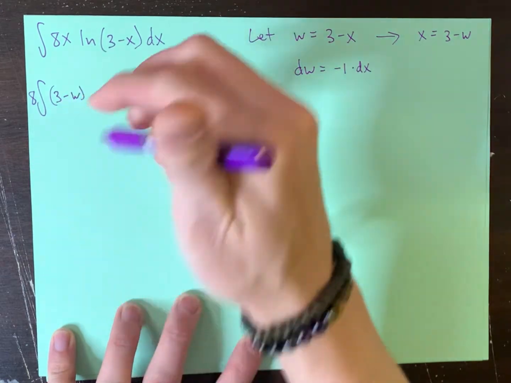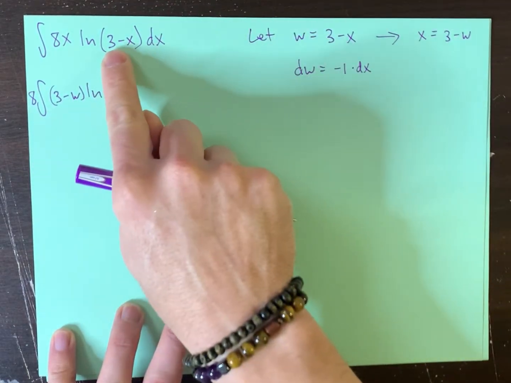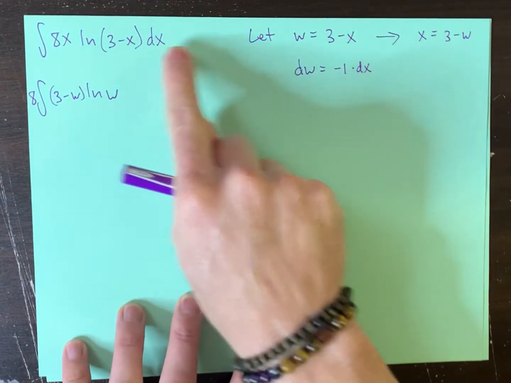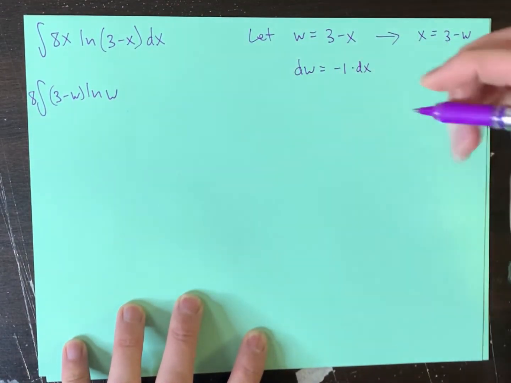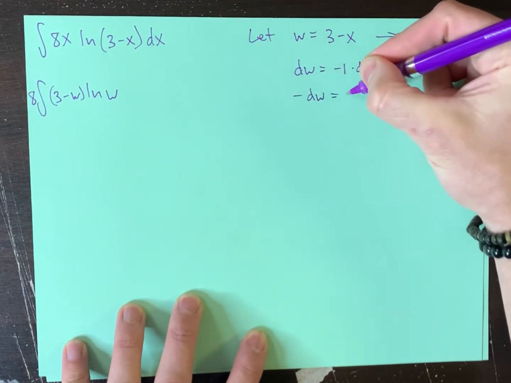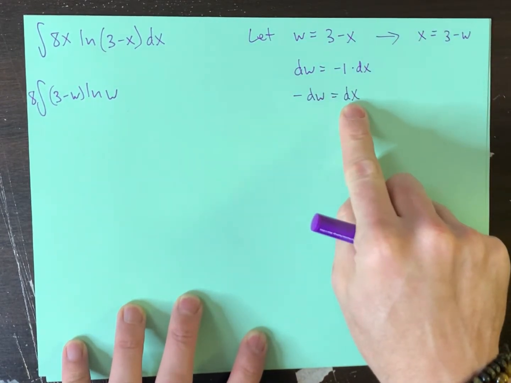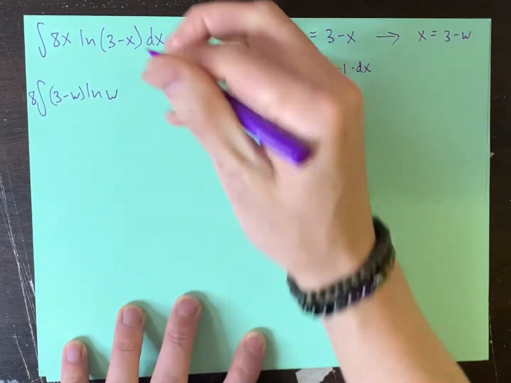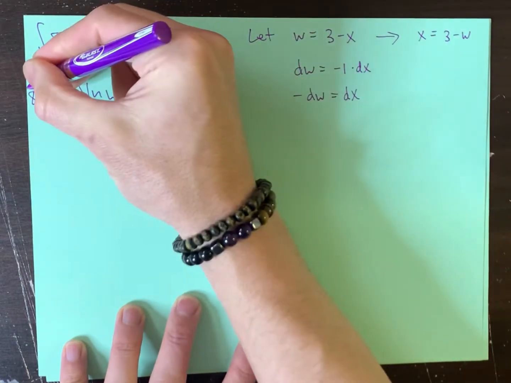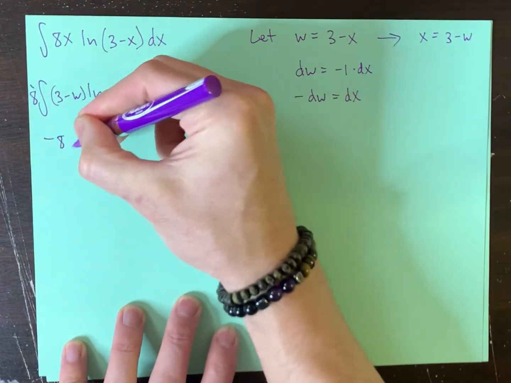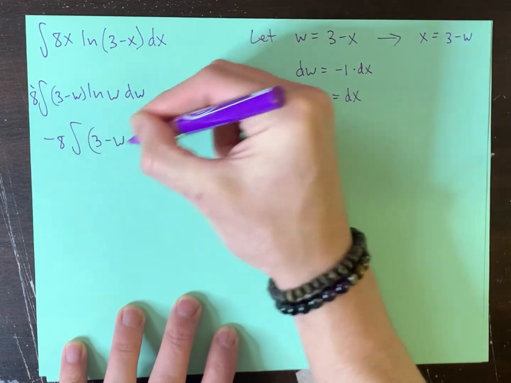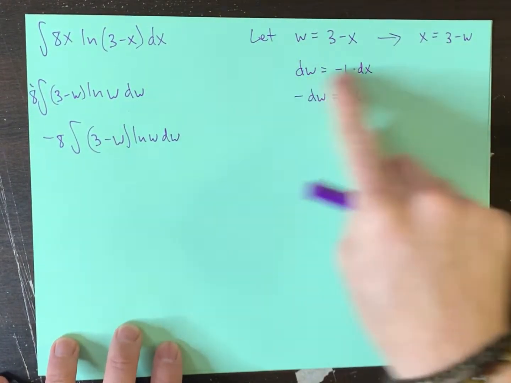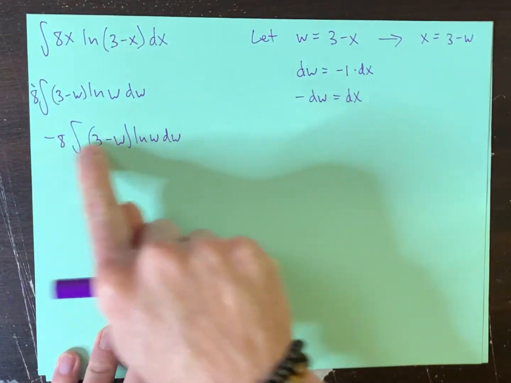And then we keep natural log, but instead of 3 minus x, we can just put w. And instead of dx, how about I kick the negative to that side? That'll be negative dw equals positive dx. So instead of dx, we have negative dw. I'll put the dw there and I'll put the negative in the front with the 8. So we have negative 8 integral 3 minus w ln w dw. So the substitution turned everything from x's into everything with w's.